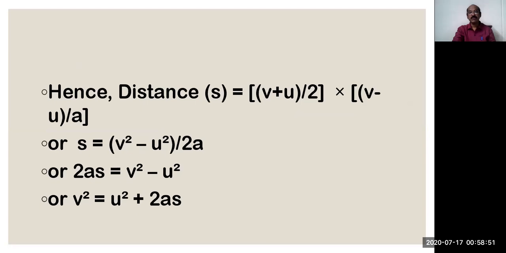Hence distance s is equal to average velocity into time, that is, v plus u by 2 into v minus u by a, or s equal to v square minus u square by 2a, or 2as is equal to v square minus u square. Therefore, v square equal to u square plus 2as. Or, by taking the first equation v equal to u plus at and squaring on both sides, there is also an alternate method after we know the derivation of the expression for s equal to ut plus half at square.